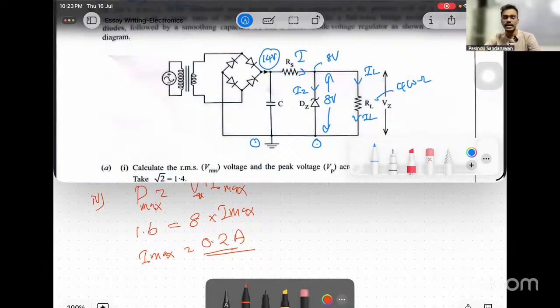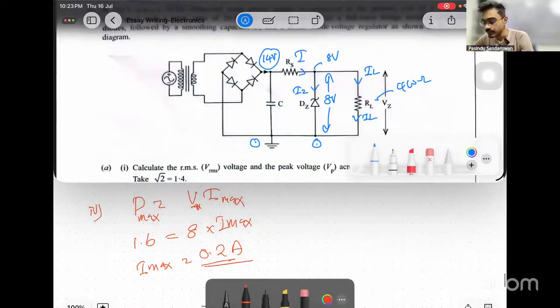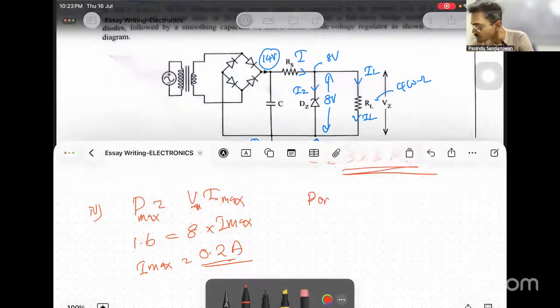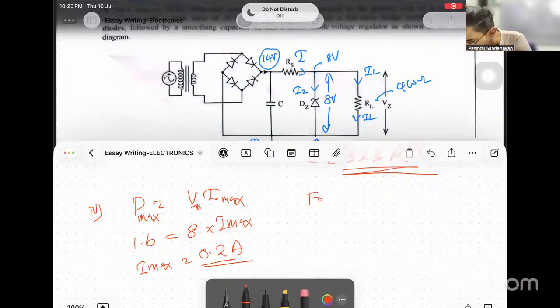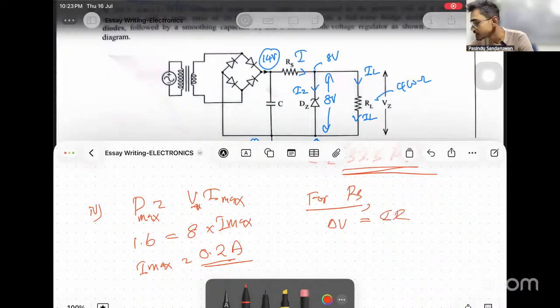If you need to find a resistance, and the potential difference and current are known, apply delta V equals IR. Then for the maximum I, the minimum R comes. So for RS, delta V equals IR. Delta V is 14 minus 8.